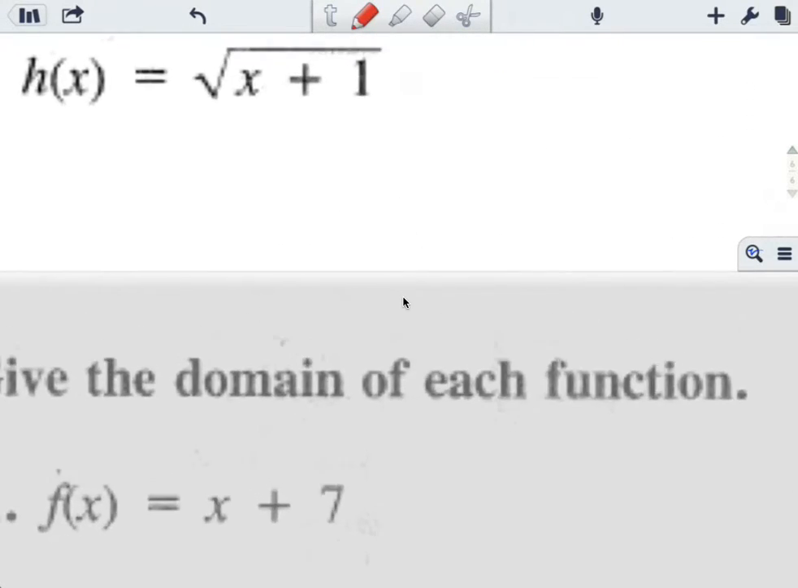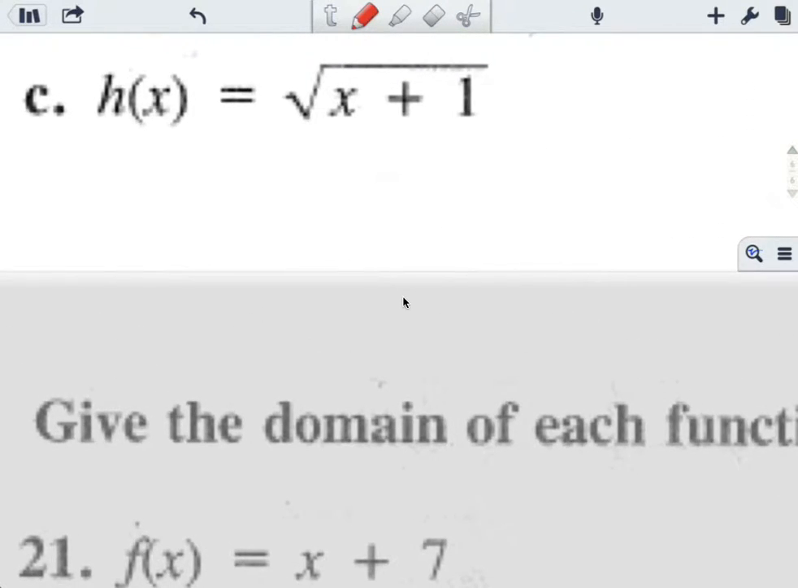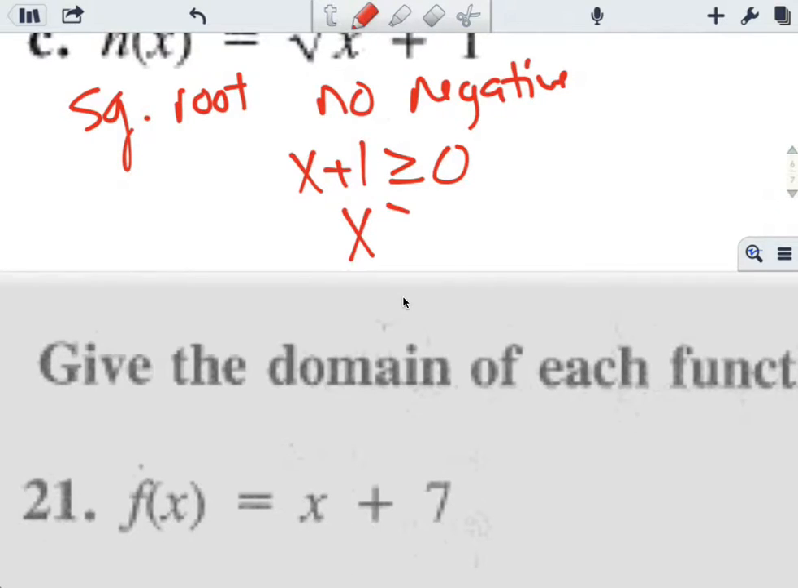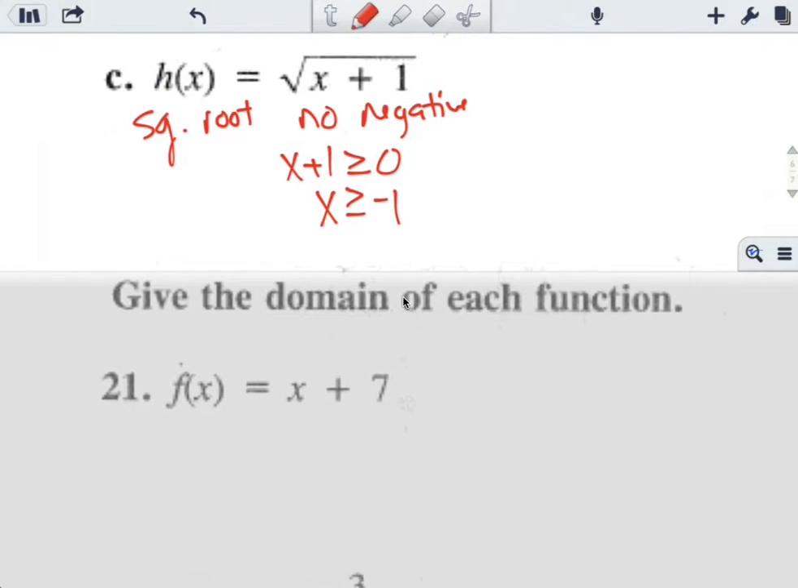The last one we'll look at here, we've got a square root. That means no negative. So that means x plus 1 can't be negative. In other words, x plus 1's got to be greater than or equal to 0, or x has got to be greater than or equal to negative 1. Subtract the 1 from both sides. 0 minus 1 gives us the negative 1. So x is greater than or equal to negative 1.